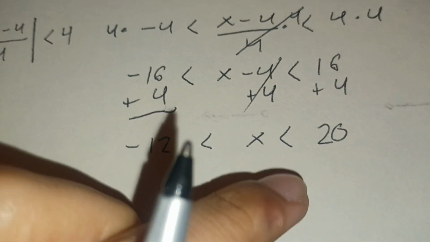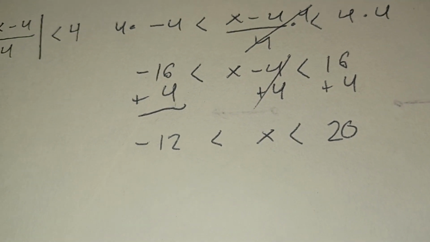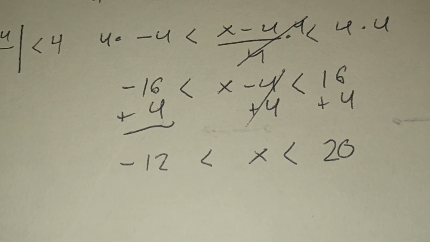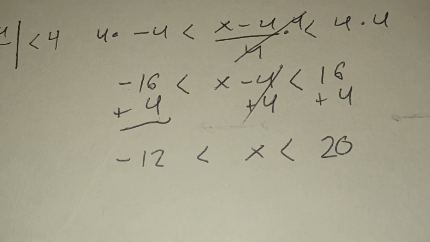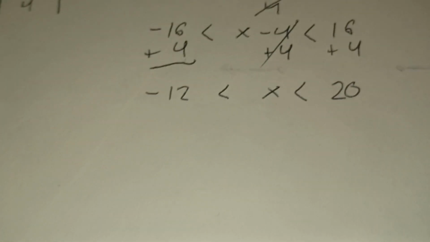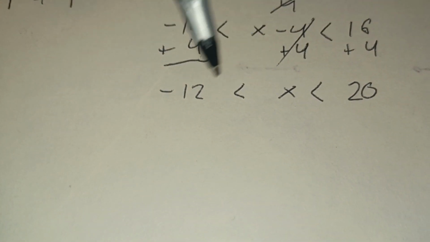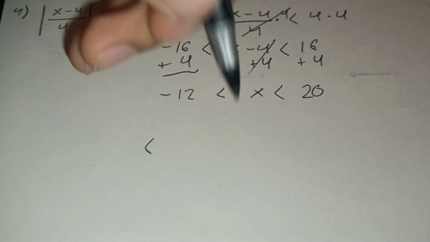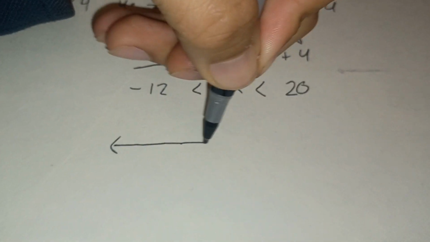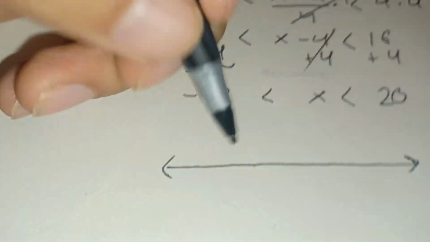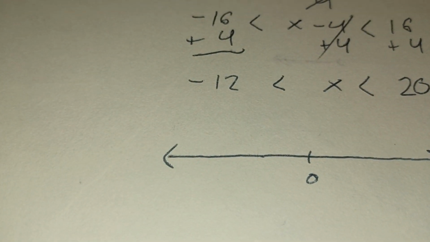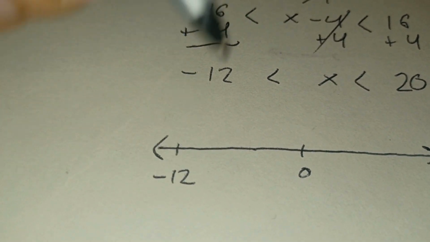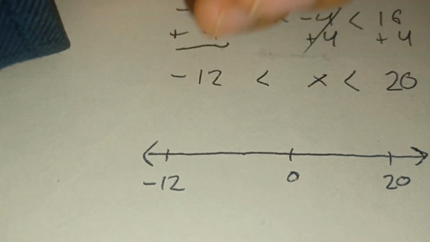So that's how it's going to look. Negative 12 is less than x, and 20 is greater than x. This is indicating that x is in between these two numbers. So we can go ahead and write down our number line. Let's just put a 0 right here. It doesn't have to be perfect. Negative 12 and 20.